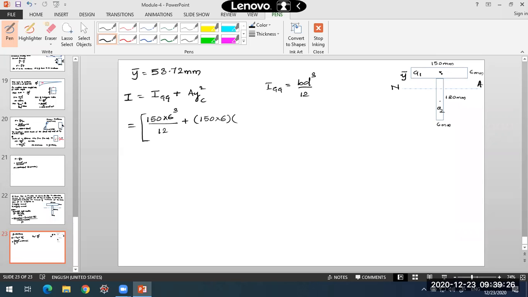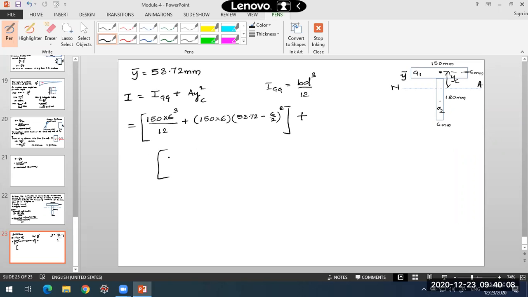What is this YC term? YC is the distance of the CG of the first area from our centroidal axis. This is YC over here. So it comes out to be how much? Now y bar is 53.72. In that I'll deduct 6 by 2, because this CG of A1 is exactly at the mid depth, 6 by 2. So this is the distance I need as YC, and the square of this. So this is the parallel axis theorem applied to the first area A1.